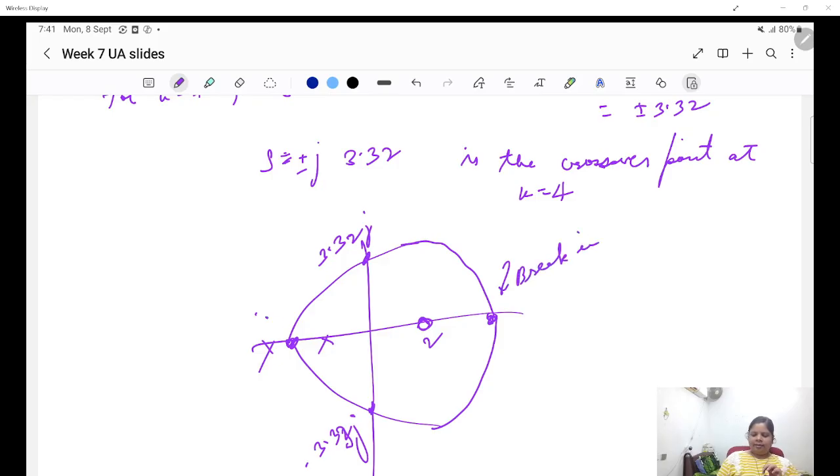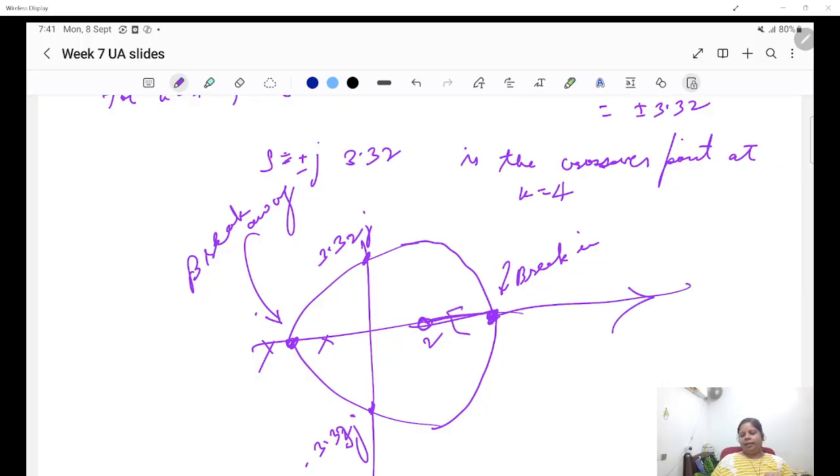Okay, here they broke out, break away, and here they are breaking in. After breaking in, one of the branches will move to 0, one of them would go to infinity along the asymptote of 0 degree. So this becomes very clear from here that there are many hints that you have to get from the root locus. Many hints are there.